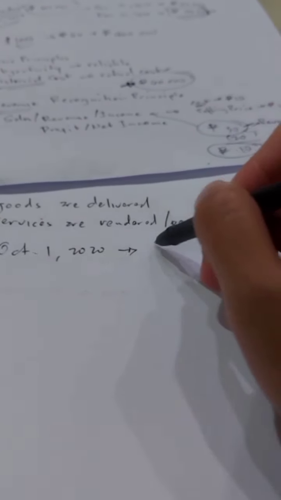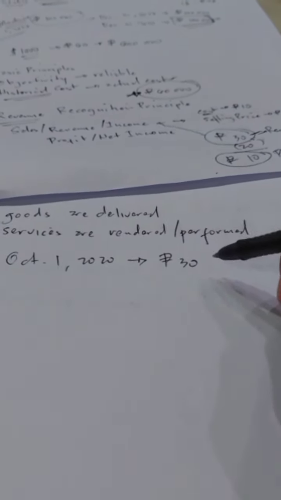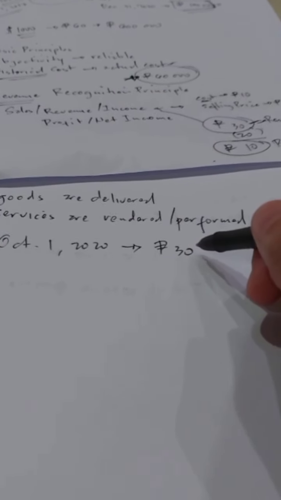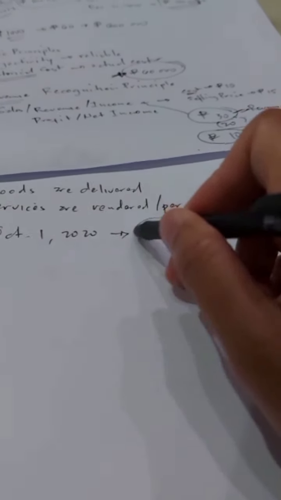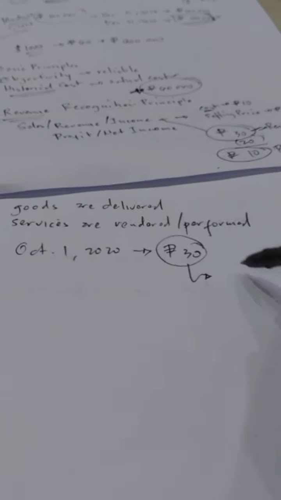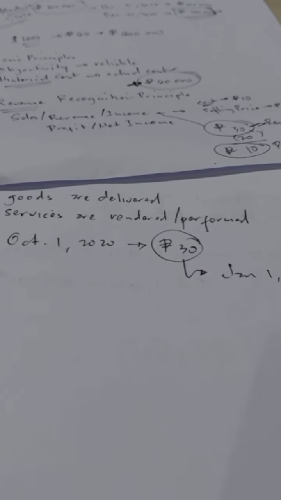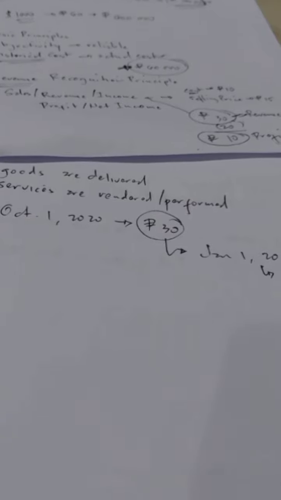So, a sardinas, 30 pesos. Kaya lang sabi niya, wala pa akong trabaho. Pwede ba yung sardinas na 30 pesos, bayaran ko na lang on January 1, 2021. So, kailan magkakaroon ng payment? Ang payment, babayaran ni buyer, ni customer, yung 30 pesos on January 1, 2021. But, kailan niya kinuha yung sardinas?